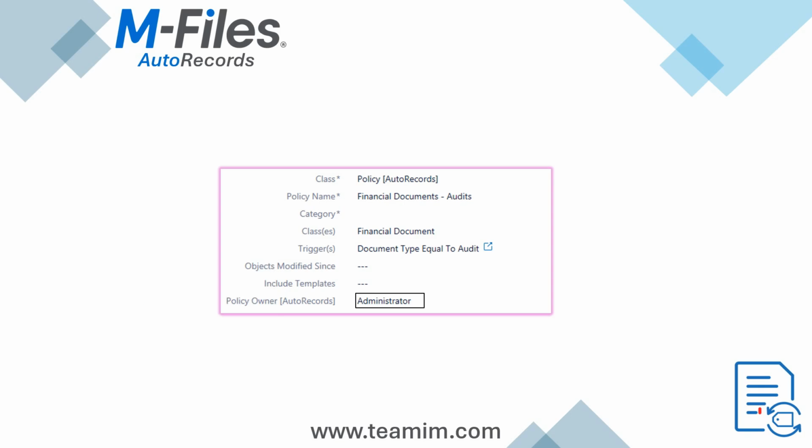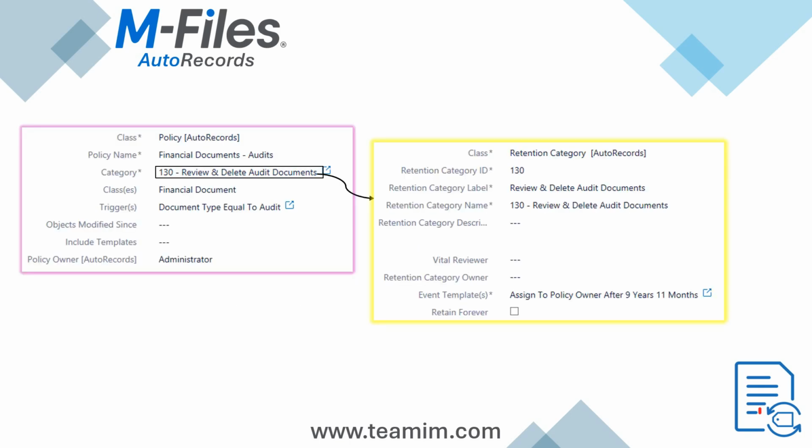Finally, we need to add a policy owner. In this example, we want someone to be assigned to review the audit documents 1 month before they are deleted. We are going to assign those audits to the policy owner for review, so we must select a policy owner here. With the policy owner set, we can begin to set up the retention category.